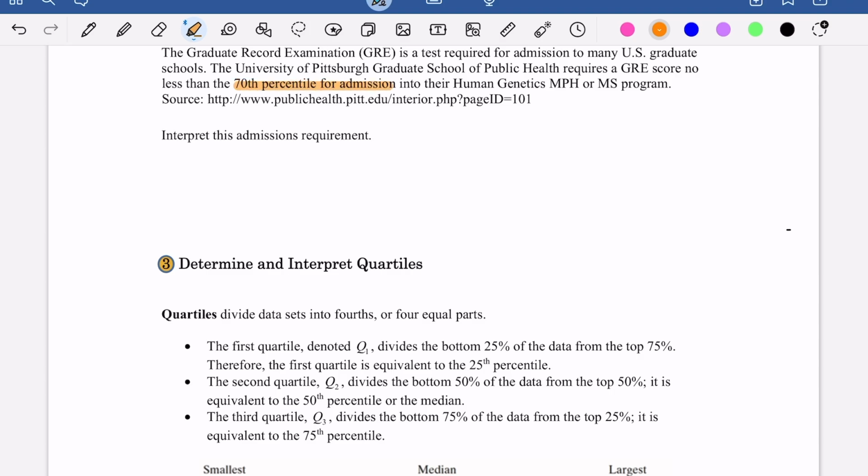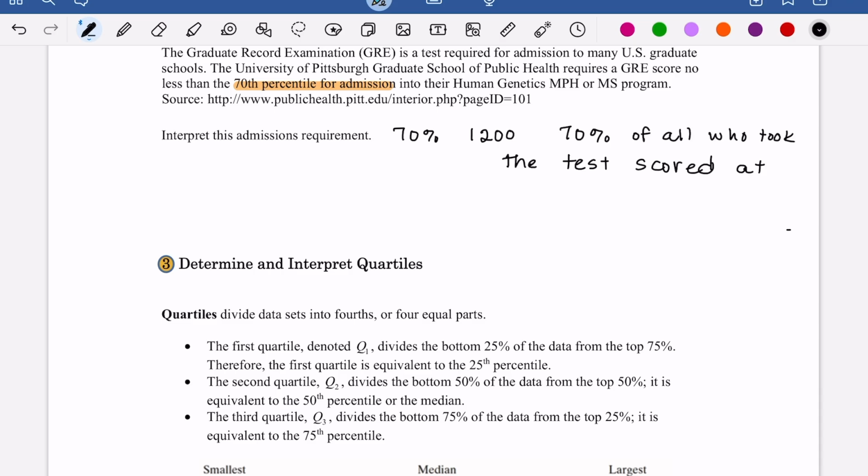Now, if I'm in the 70th percentile, what that means is that whatever my score is, so say my score is a 1200 or something, that means that 70% of all individuals who took the test scored at or below my score. Okay, that doesn't mean that 70% had to score less. Technically, 70% of individuals could have scored at my score. That's where it fell. Now, is that likely to happen? Definitely not. But could it happen?